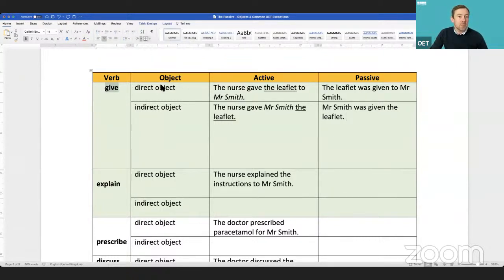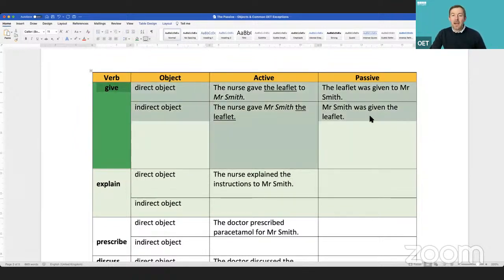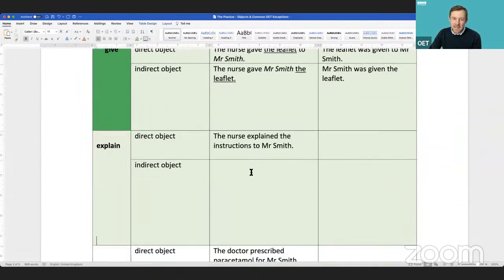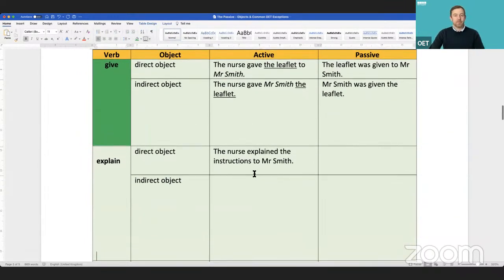I'm going to make this box bright green. That tells me that I can do all four. I can do active sentences where I focus on the direct object and the indirect object, and I can do passive sentences where I focus on the indirect and the direct object. Both of them are fine. But explain's not the same, is it? We said that yesterday. Explain is not the same.